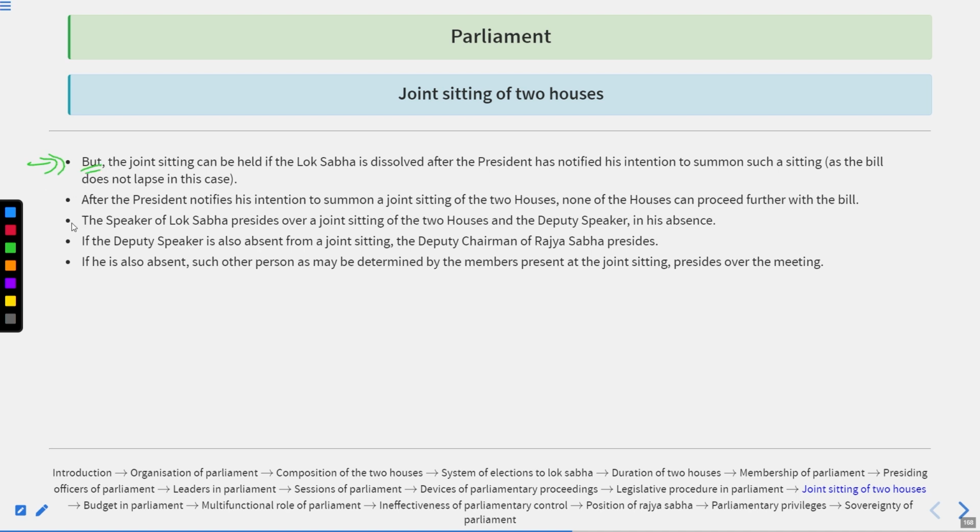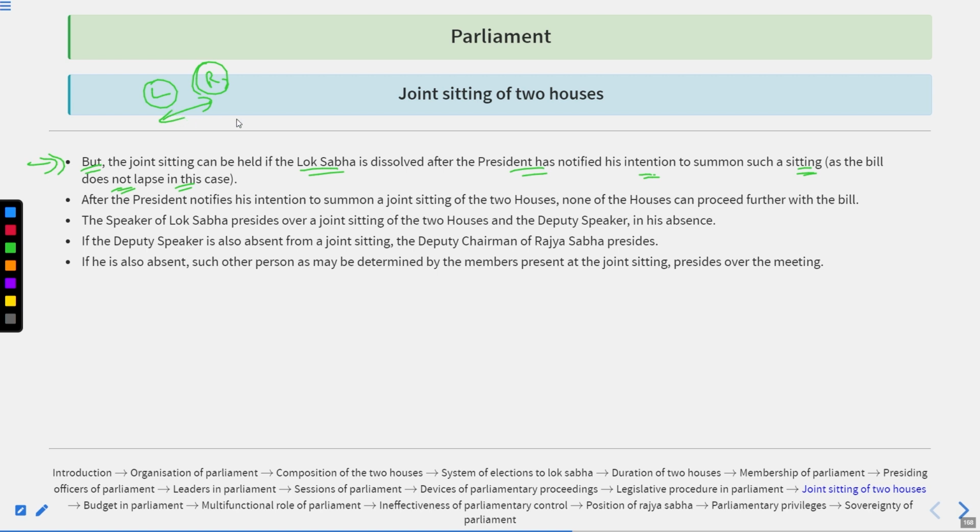But the joint sitting can be held if the Lok Sabha is dissolved after the President has notified his intention to summon such a sitting, as the bill does not lapse in this case. For example, the bill presented to the Rajya Sabha, and the Rajya Sabha rejected the bill, introduced amendments that were rejected by the Lok Sabha, or did not take any action on the bill within the 6 months.